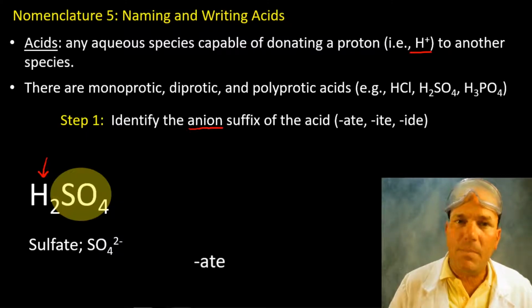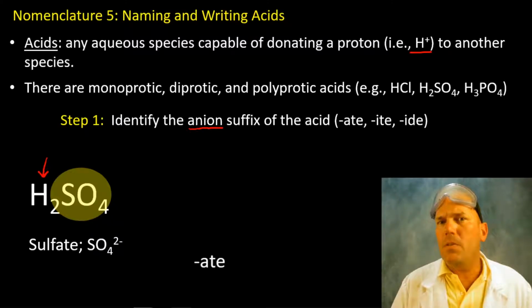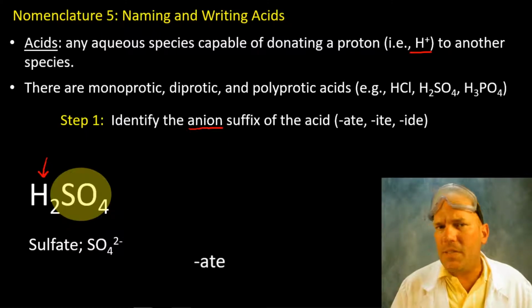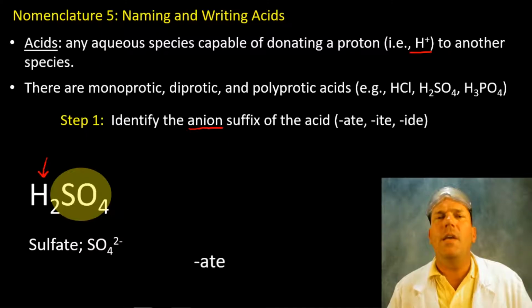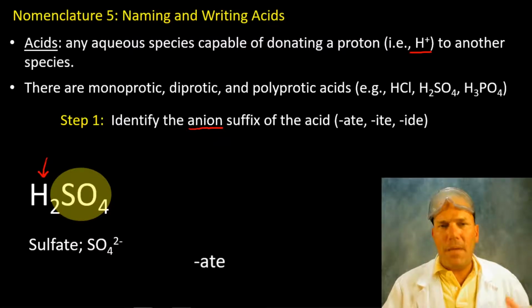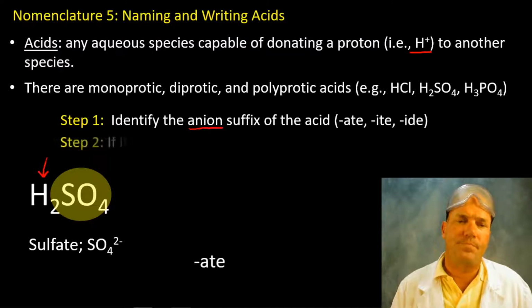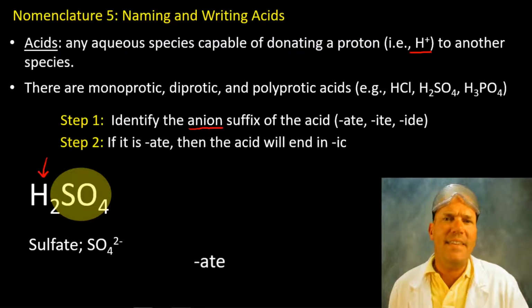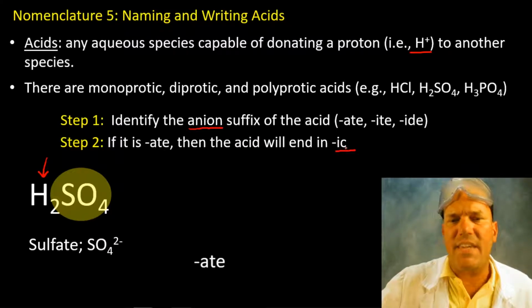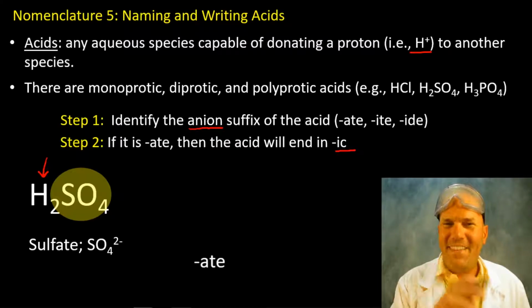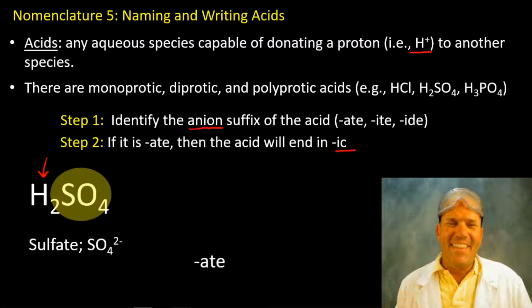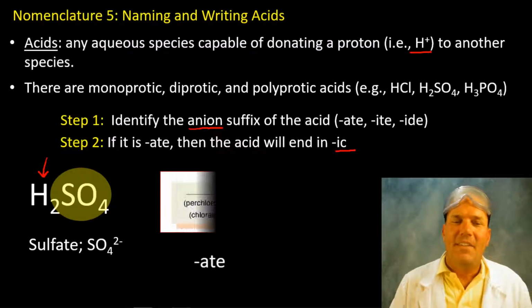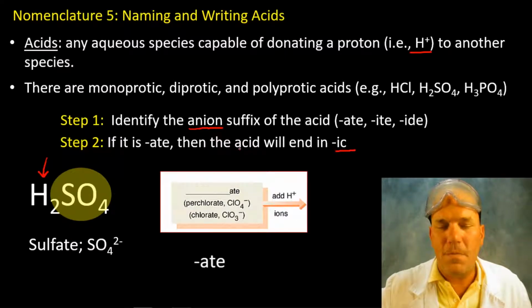And I know that seems a bit convoluted, and I'm going to tell you that many students struggle initially with naming and writing acids, because it is quite different than writing ionic compounds and covalent compounds. Step 2, if the suffix is ate, then the ending in the acid is ic. If the suffix is ate, then the ending of the acid will be ic. So I would jot this down for sure.